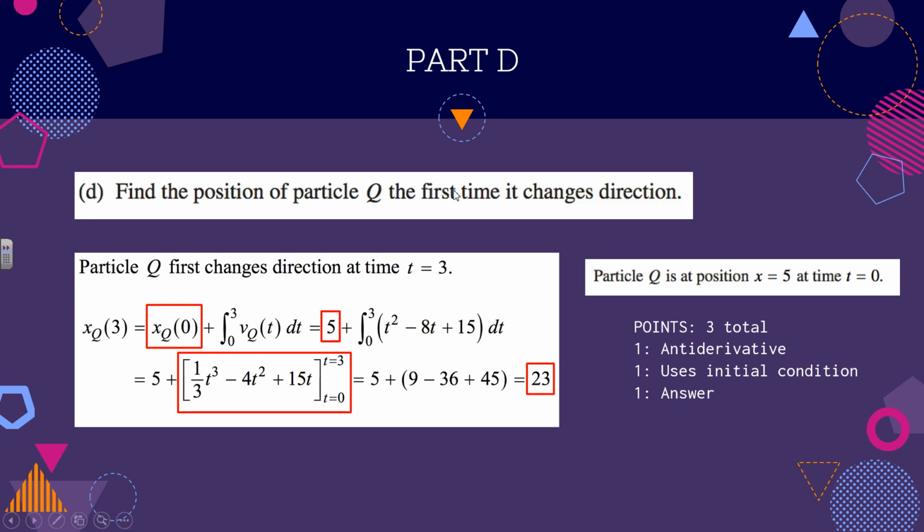Sorry, the question says the first time it changes direction, and that's why we're finding it at t equals 3. Because from our sign chart earlier, we knew it changed directions at 3 and 5.